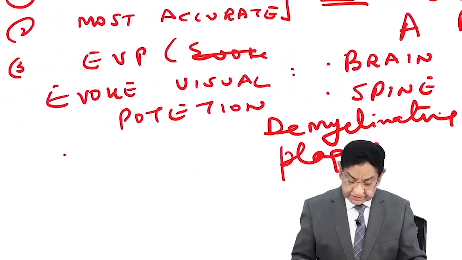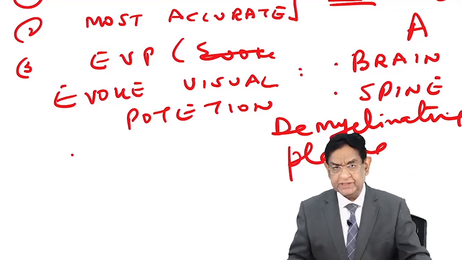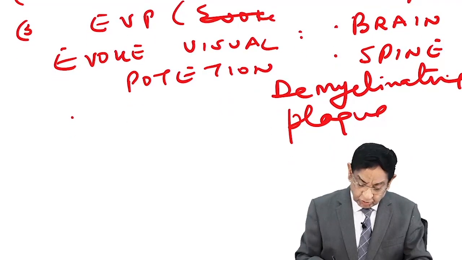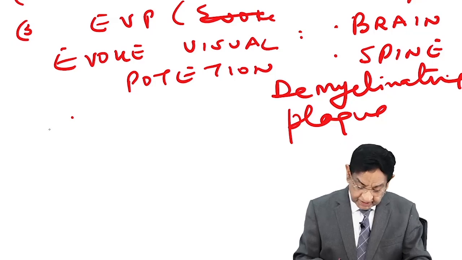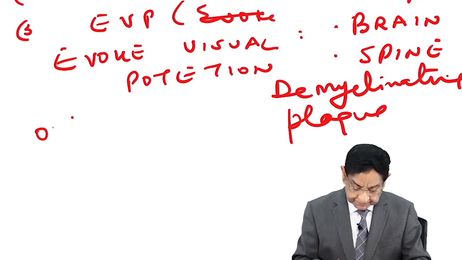So friends, we talk about MRI, we talk about visual evoked potential, brain MRI, spine MRI. But there is also the oligoclonal band. We do CSF examination and look for oligoclonal bands.